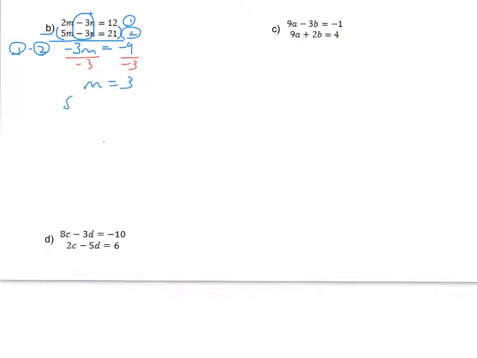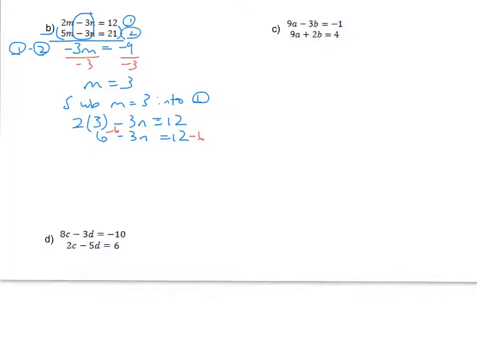And then we sub m equals positive 3 into, and it doesn't matter which equation I choose, I'm going to choose equation 1 because my numbers look smaller there. I'm going to have 2 times my m, which is a 3, subtract 3n equals 12, and then I have 6, take away 3n equals 12, subtract 6 from both sides.